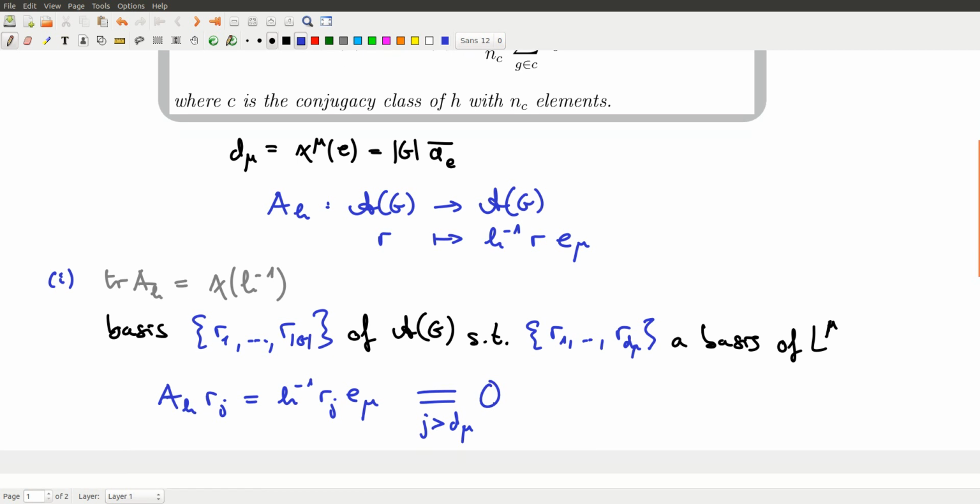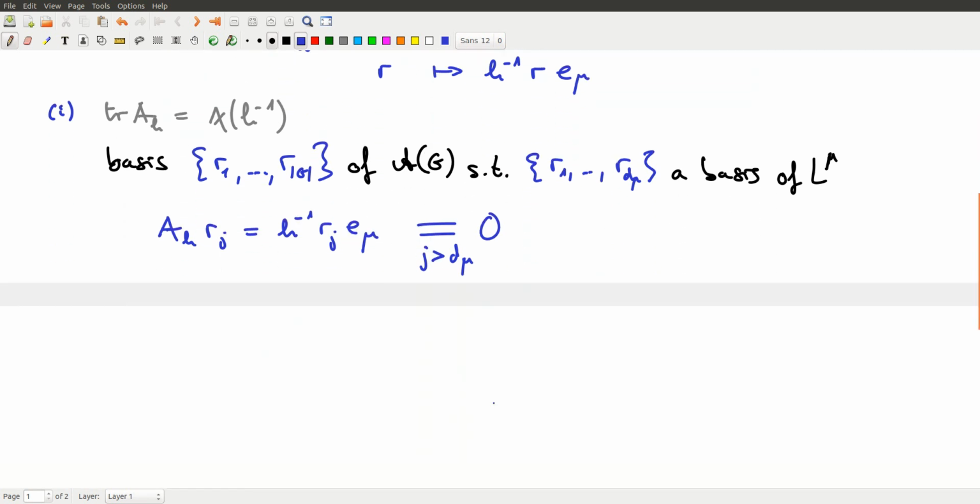Then it's 0. So we can now restrict our attention to the case that j is less than or equal to d mu. And what do we get then? A sub H applied to Rj, that's H inverse Rj. And now the E mu here, we don't have to write this, because the E mu does nothing on the first d mu of these vectors here. Just leaves them invariant.